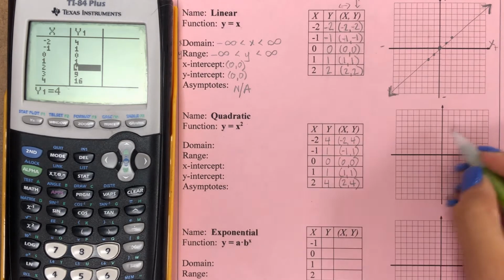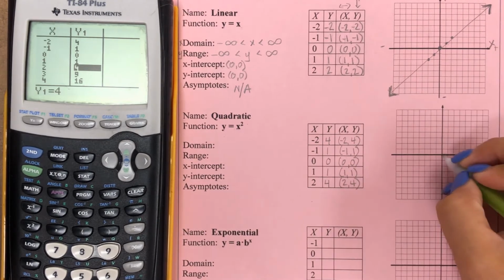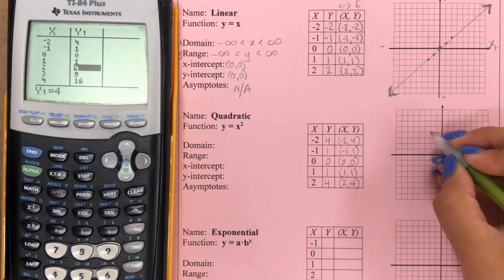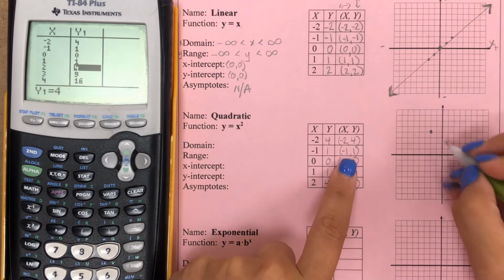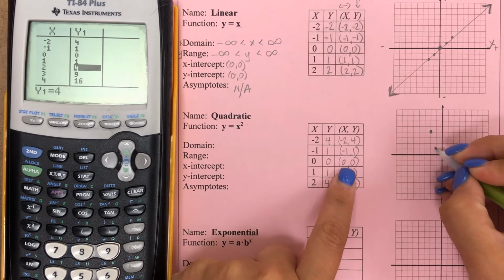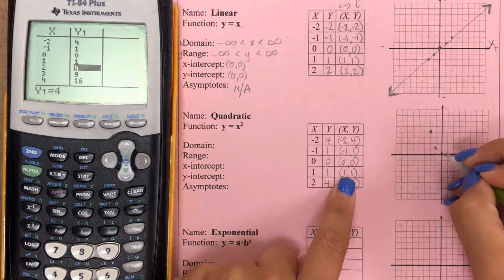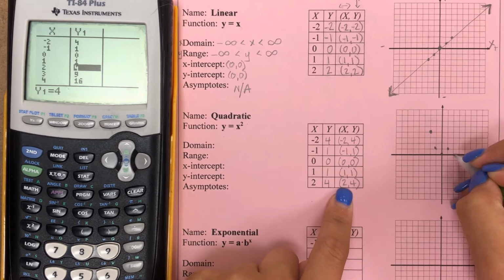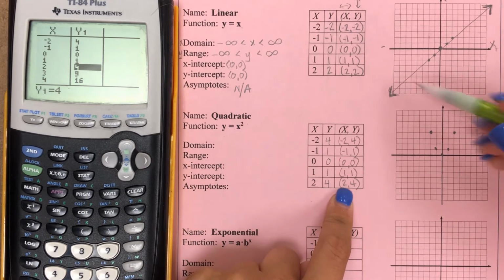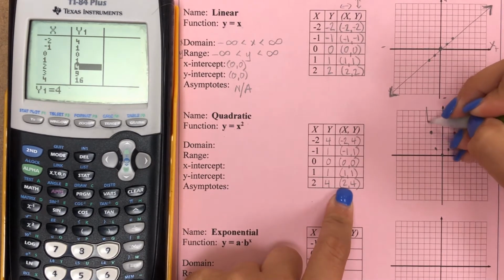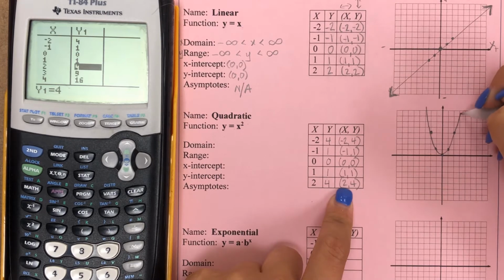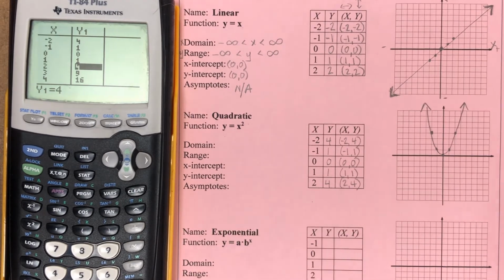And I'm going to plot my points by going right and left first, then up and down. So left 2, up 4. Okay, left 1, up 1. 0, 0, we're at the origin again. +1, +1, +2, +4. Notice it's not a perfect line like the one above it. Quadratic actually has what we know is this U shape, and it's actually called a parabola.